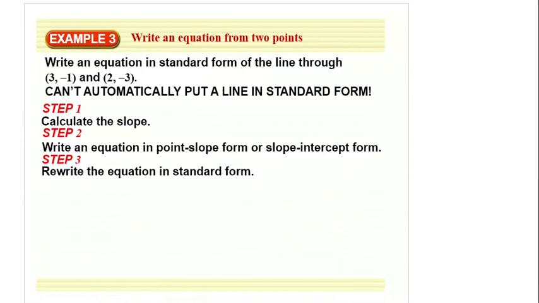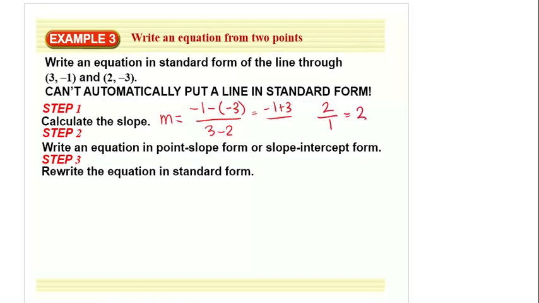Once again, we can't automatically put it into standard form, so we need to choose either point-slope or slope-intercept first. Okay, I have 2 ordered pairs. I need the slope first. So I'm going to do m equals negative 1 minus negative 3 over 3 minus 2. That becomes a plus. So it really ends up being 2 over 1, which equals 2.